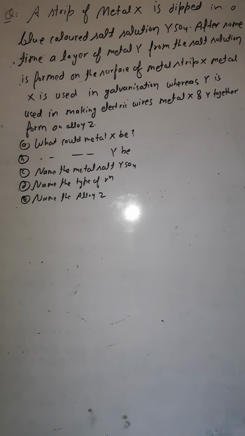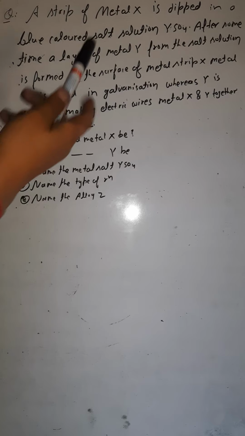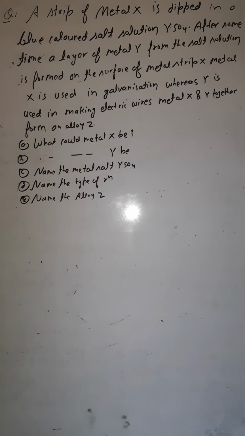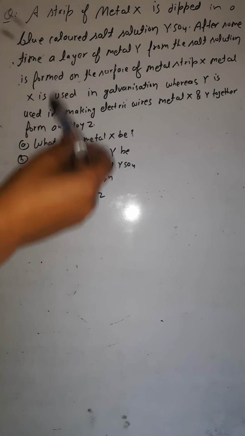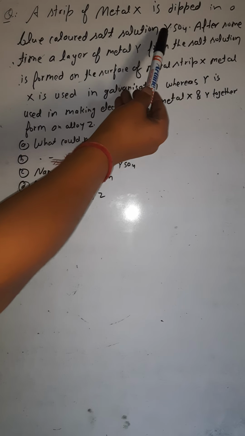So now you can see the next question on the board here. The question is: a strip of metal X is dipped in a blue colored salt solution. You have a strip of metal named X, and you are dipping this metal strip in a blue colored solution, named YSO4.